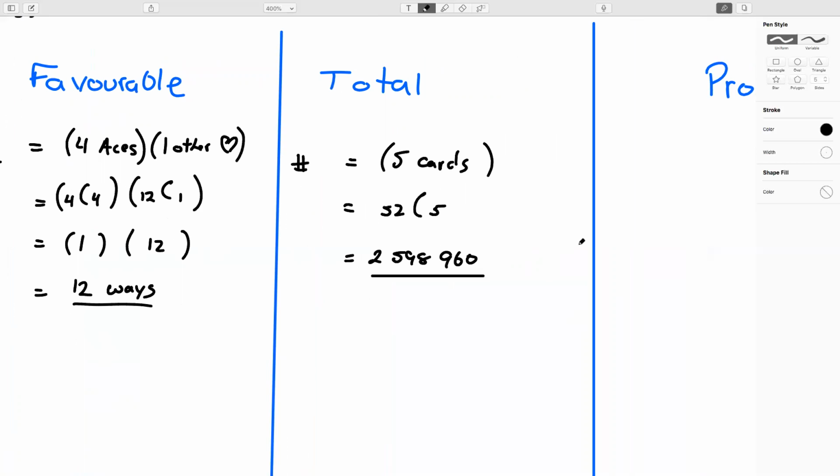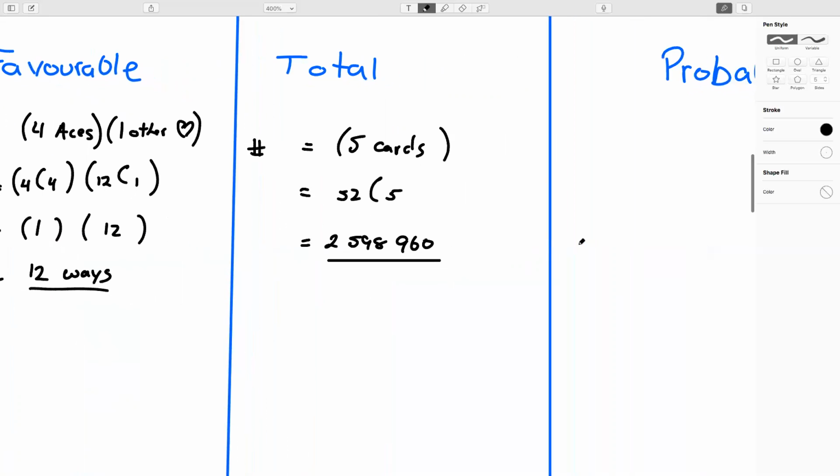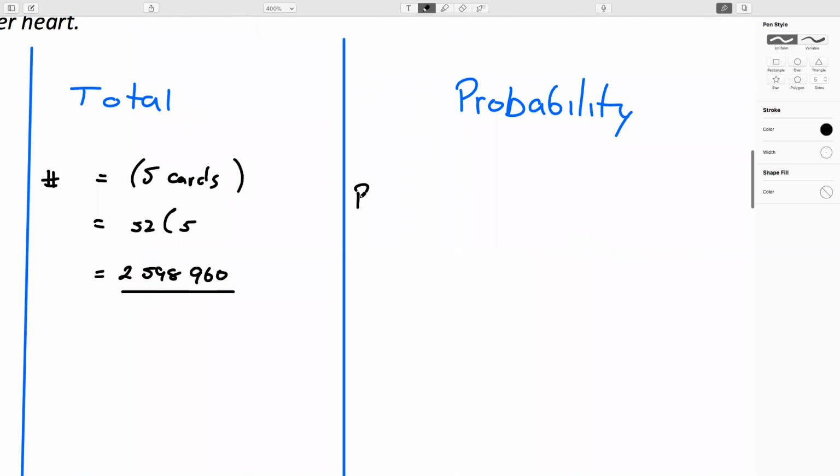So if we want to calculate the probability, it's very, very low. Probability of 4 aces and 1 heart is going to equal the favorable outcomes, which is 12, divided by the total outcomes, which is 2,598,960. Which gives us a probability of 4.62 times 10 to the minus 6.